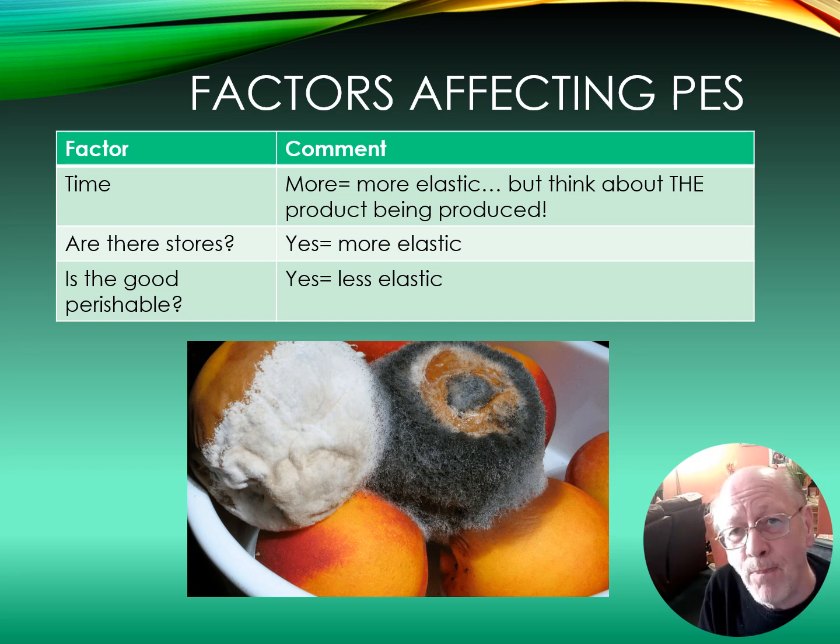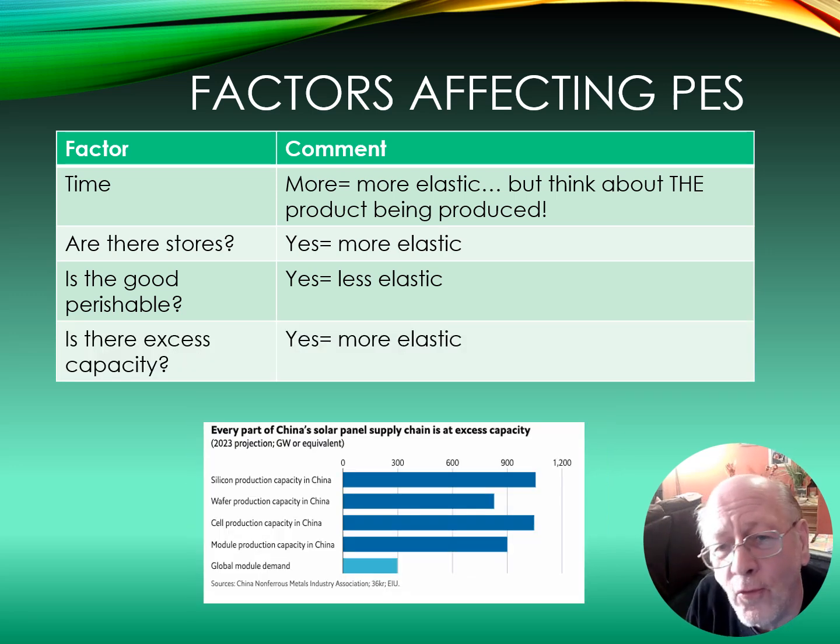So if something is perishable, then that's going to make that good less elastic. You can't do much with those strawberries other than try to sell them. But with the gas, perhaps if the price is bad, you can store it up until price gets better. If the price is good, you can flog off some of those items that you've stored because they're not going to go off. Fourth factor is excess capacity.